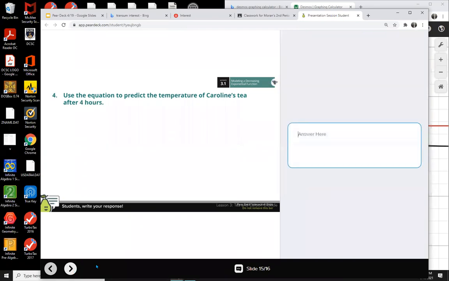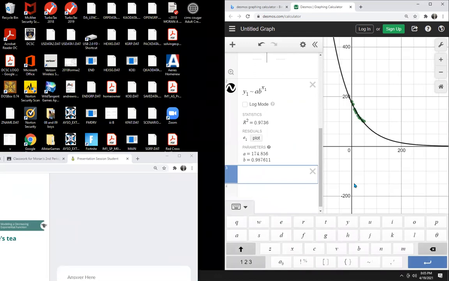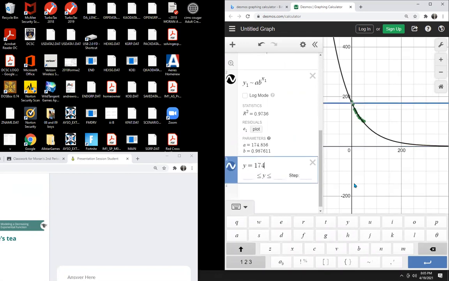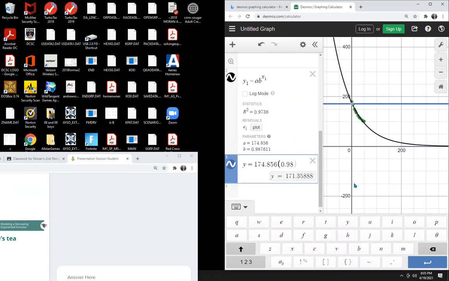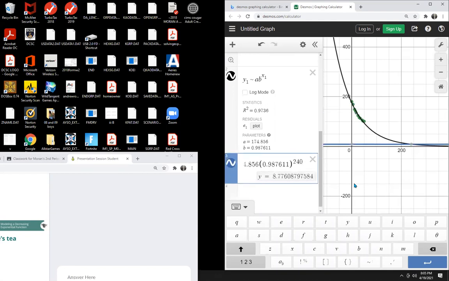82.76. Use the equation to predict the temperature of the tea after 4 hours. So 4 hours. I'm not typing 4, just so we know, because x represents minutes. So let's see, 174.856 and 0.987611. And so 4 hours, let's change that into minutes. 4 times 6 is 24, so it'll be 240. So it'll be 8.77.